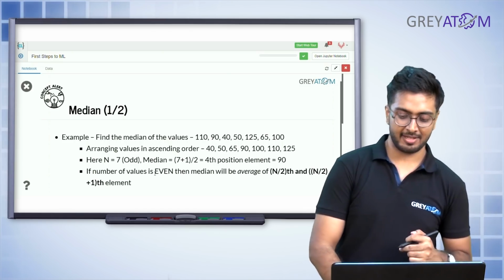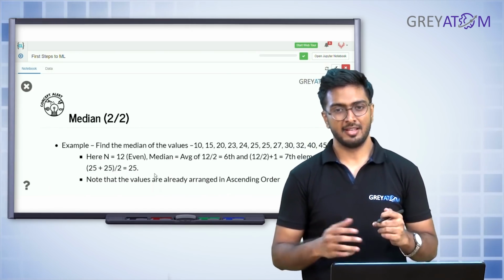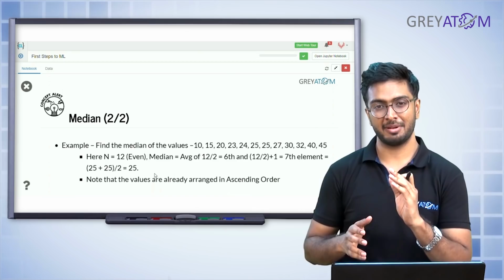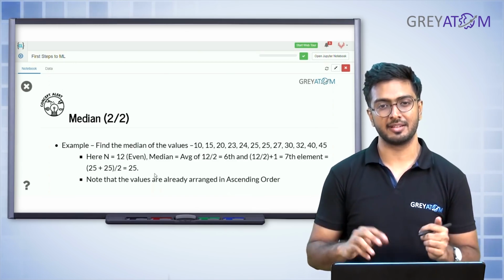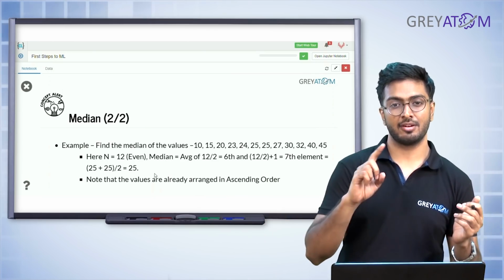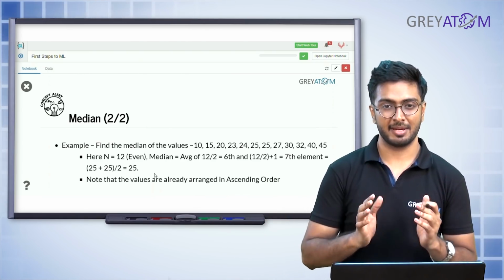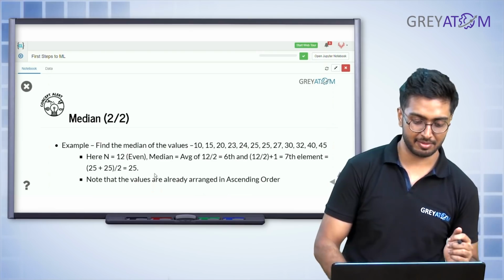So it's the n by 2 and n by 2 plus 1th element. If there are 8 elements, then the average of the 4th and 5th element is your median. If you have 10 elements, then your 5th and 6th are the middle values, so the average of the 5th and 6th values would be your median.